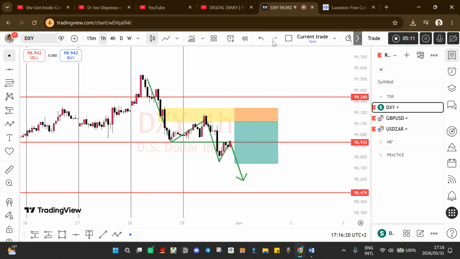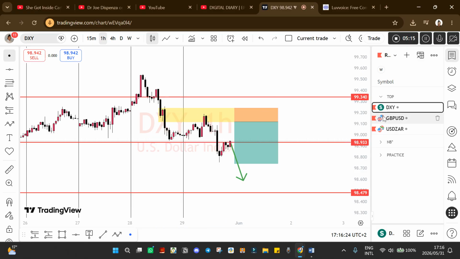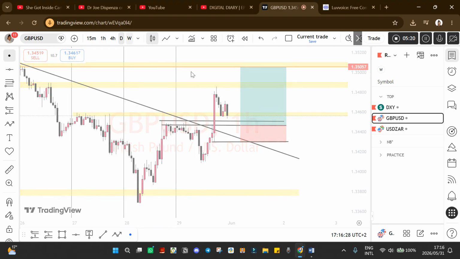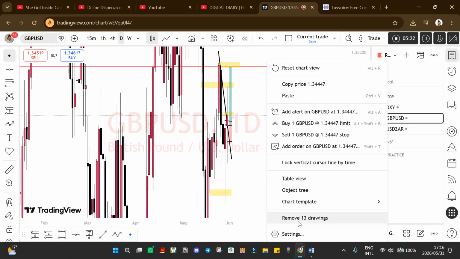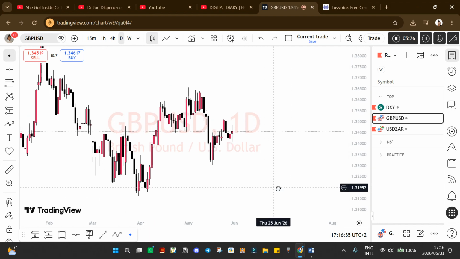Now we know this about the dollar. Okay, now we go to GBPUSD, right? GBPUSD, there is no difference. Let me remove that. GBPUSD, there is no difference, right?